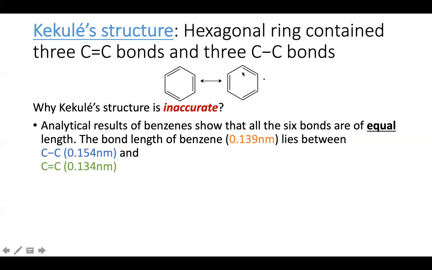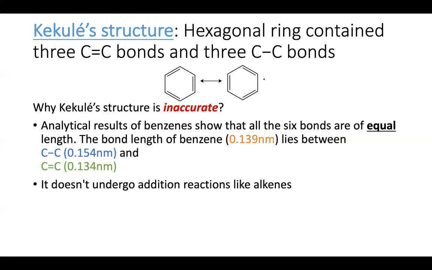If it contained 3 double bonds and 3 single bonds, then you would see these different bond lengths, but you don't see them at all when you analyze it, okay? So that's why we tend not to draw double and single bonds alternately, okay?